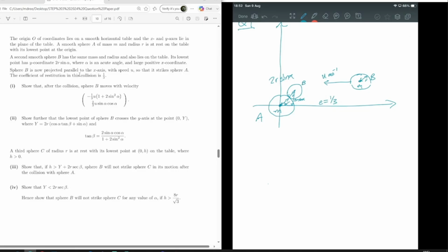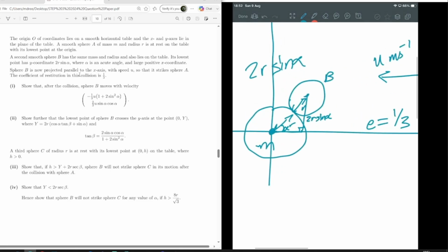So part I of the question is now wanting us to find the speed after the collision. Okay, so we have two equations for collisions. We've got a conservation of momentum and we've got Newton's experimental law. The awkward thing is that Newton's experimental law has to be applied perpendicular to the surface of collision.